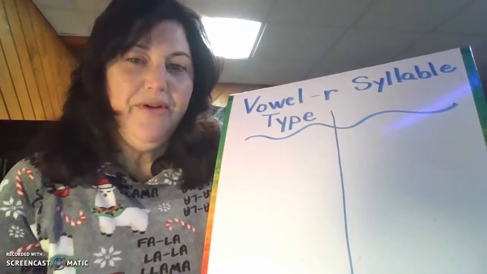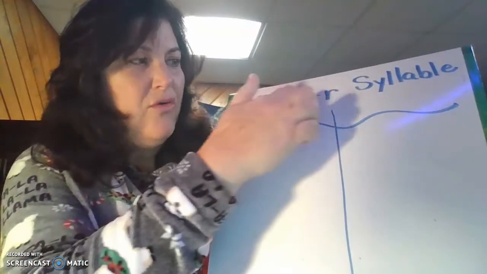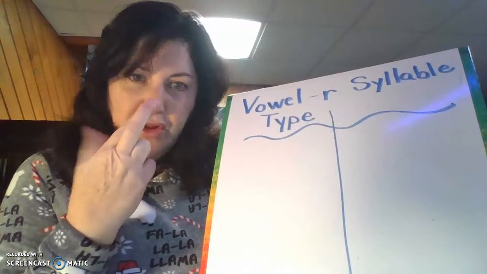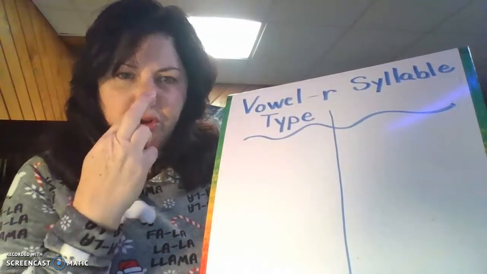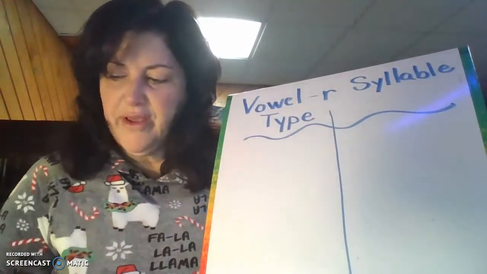Exciting news, we're going to be starting a new syllable type called vowel R. The signal for vowel R is going to look like this, like the good luck symbol, like cross your fingers. This is going to be our symbol when we see a vowel followed by an R.